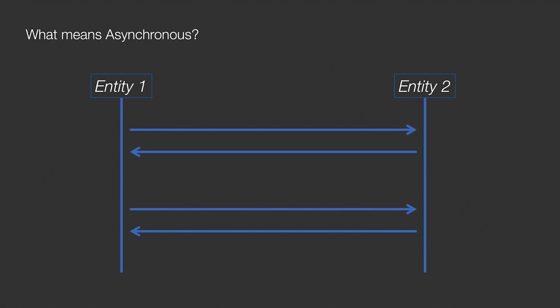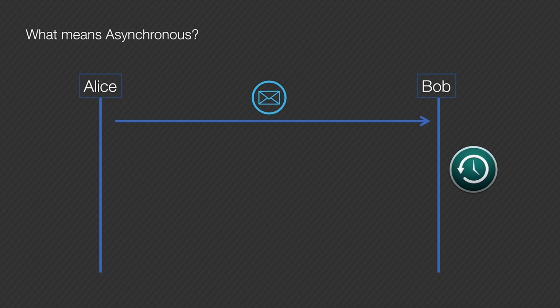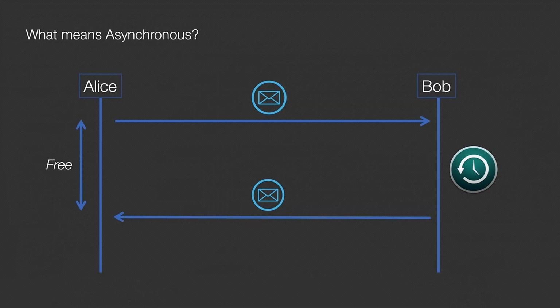And if we take a very simple example, let's say that we have Alice and Bob and they want to communicate using email. So Alice sends an email to Bob and Bob is not able to respond right away. So he waits some time, let's say a day or two, and then he responds back to Alice. Now in this time frame between the moment when Bob received the email and the moment he answered, Alice is basically free to do any kind of activity. So she doesn't wait actively for Bob to respond.